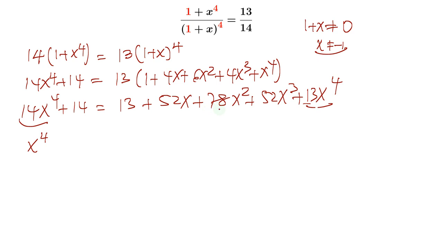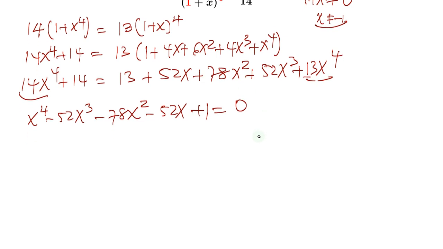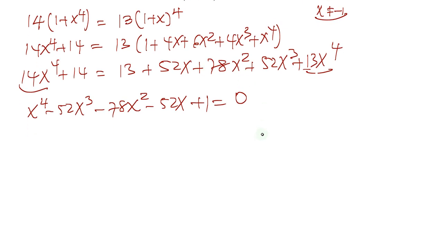And then bringing all other terms here, we're gonna have minus 52x to the 3 minus 78x squared minus 52x and then plus 1 equals 0. Okay guys, so that's what we got.